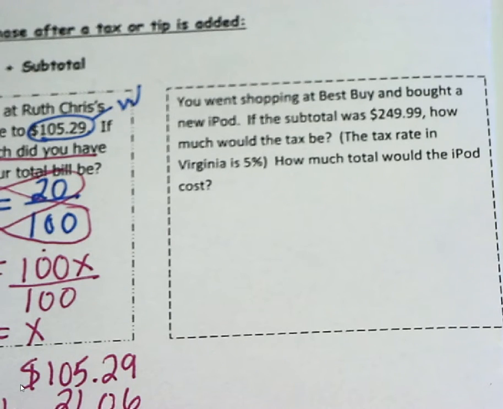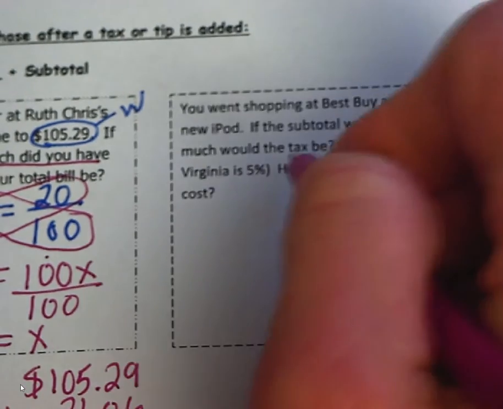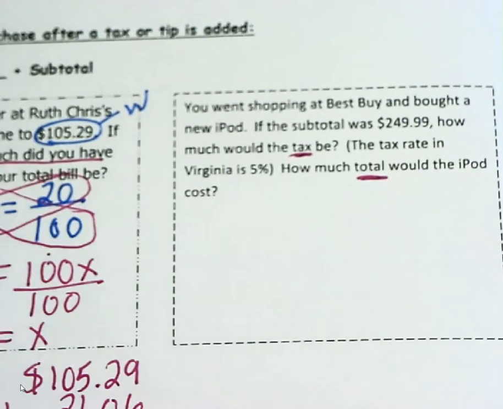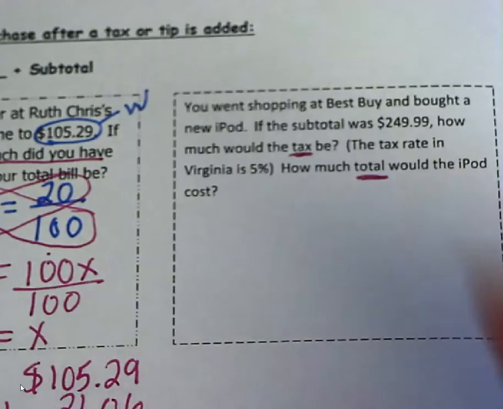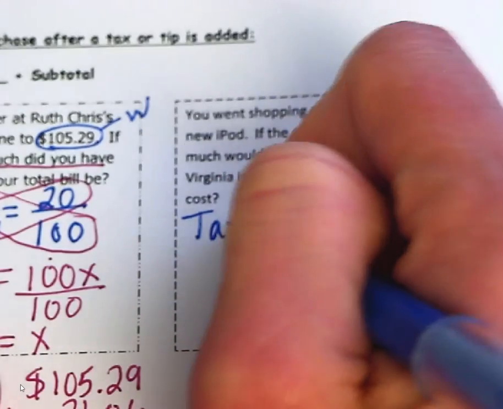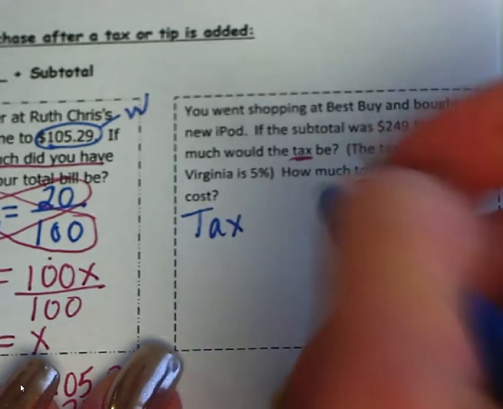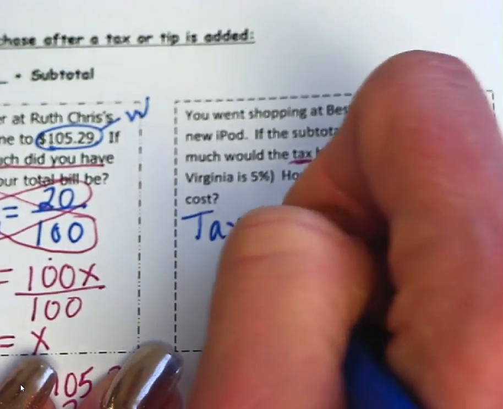And it's asking you two questions. So the first question is, how much will the tax be? And the second question is, how much would the total be? So we're going to start first with calculating the tax. And we're going to do that the same exact way we do the tip. So we're going to put our subtotal here on the bottom.